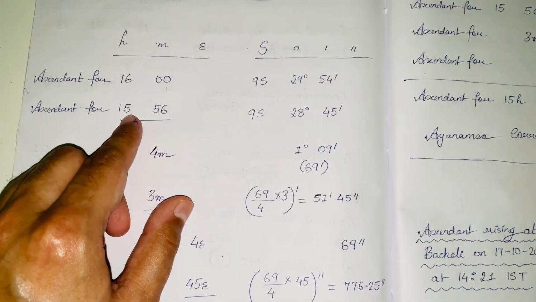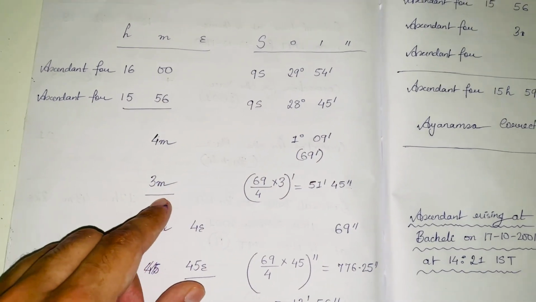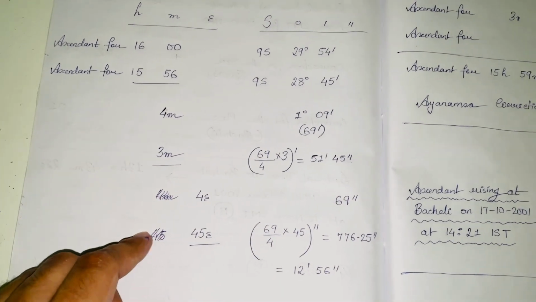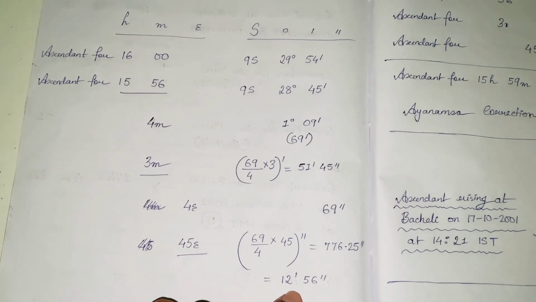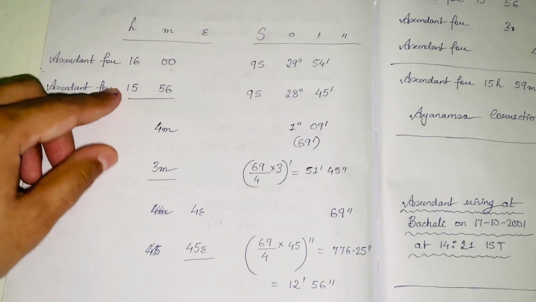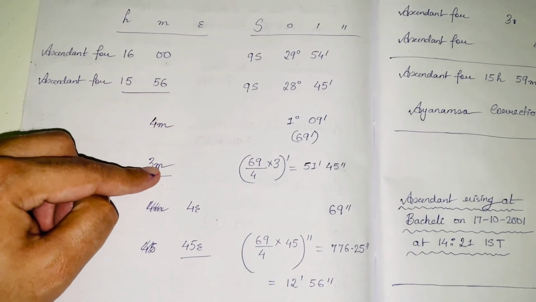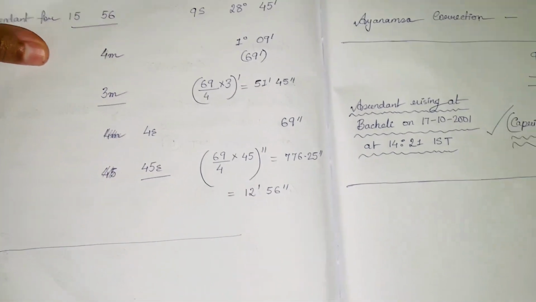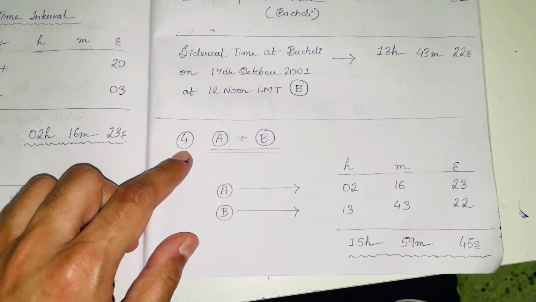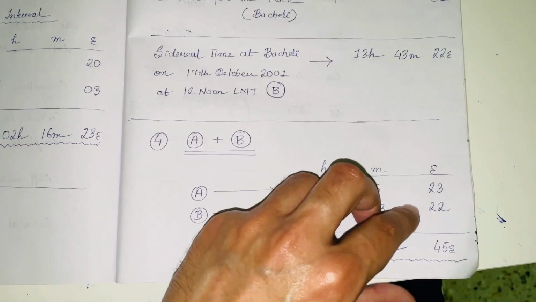One is 15 hour 56 minute, I have the ascendant value over here. For the sidereal time of 3 minute, I have the ascendant value over here. And for the sidereal time of 45 seconds, I have the ascendant value over here. Now I need to add these. If I add 15 hour 56 minute plus 3 minute plus 45 seconds, I'm arriving at the sidereal time that we calculated in step 4, which is 15 hour 59 minute and 45 seconds.